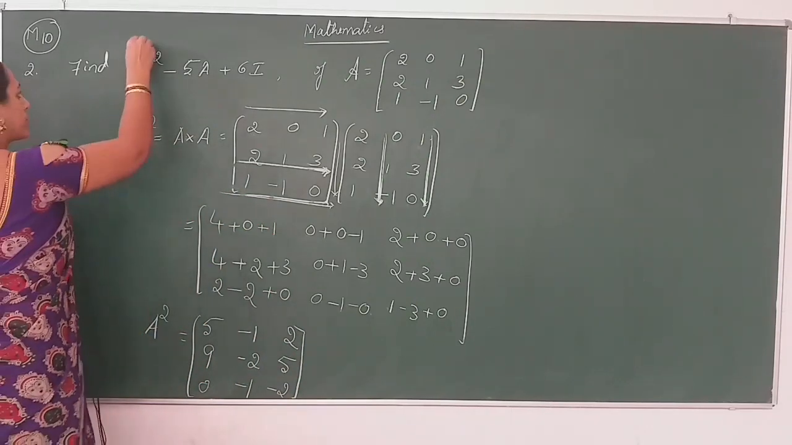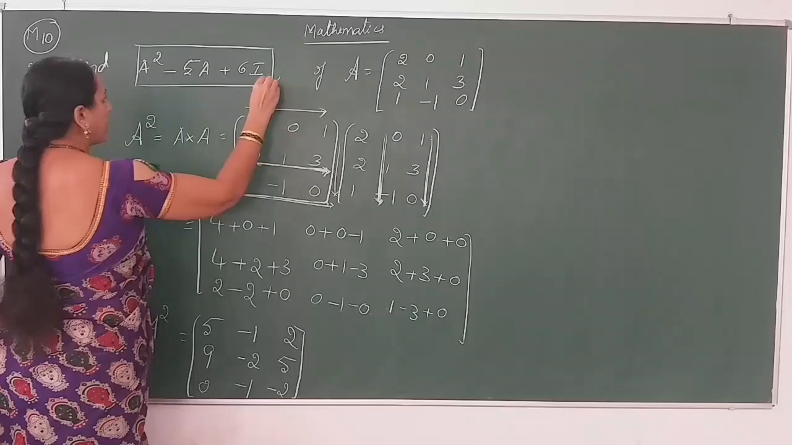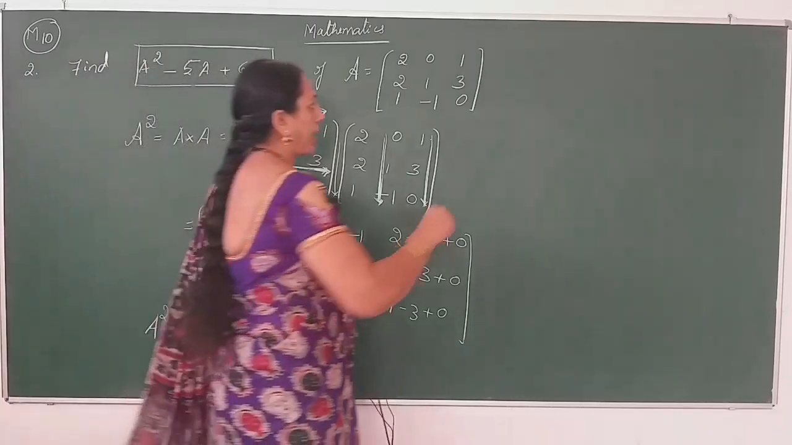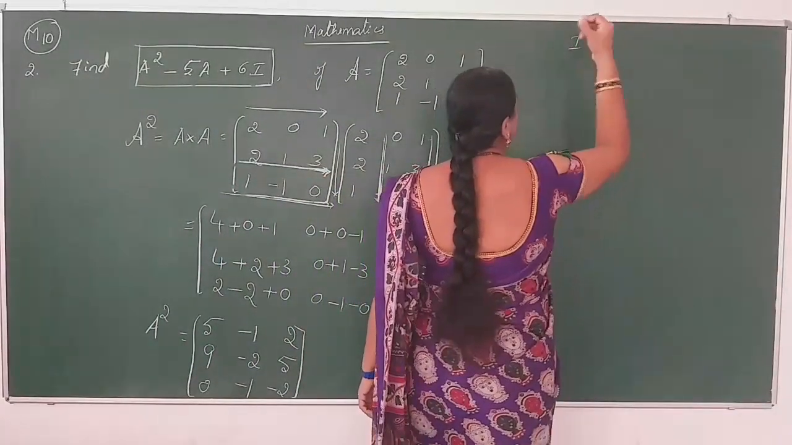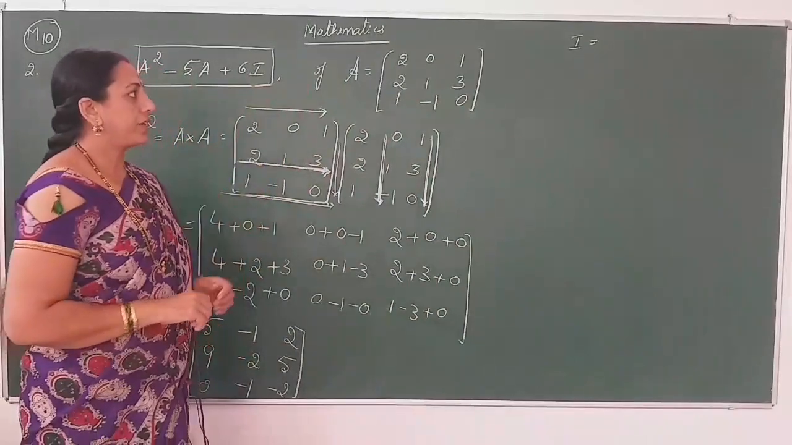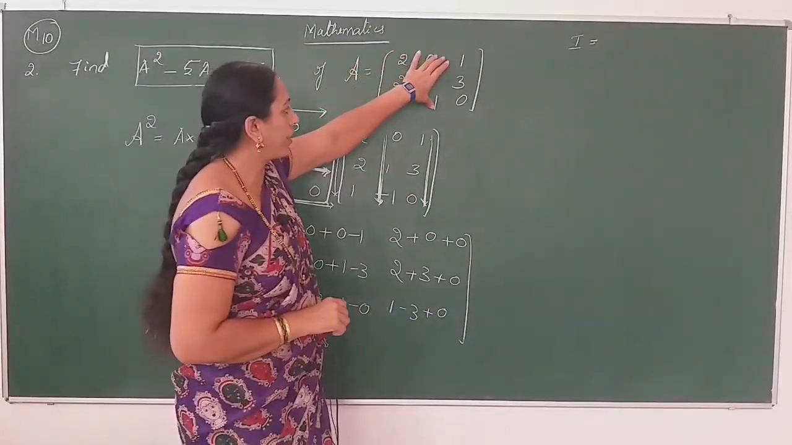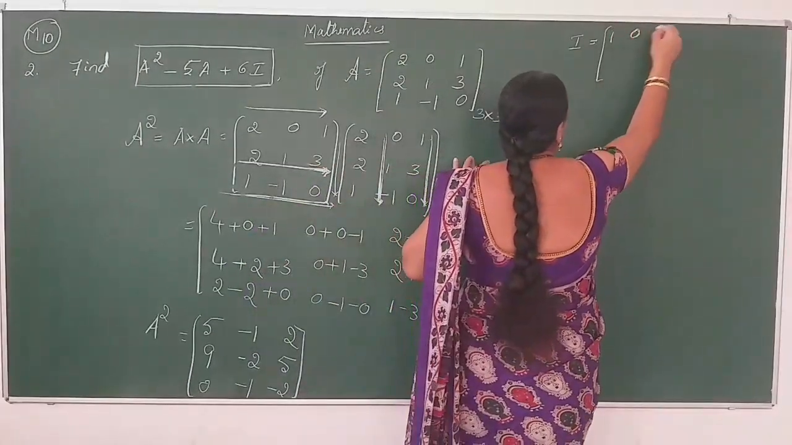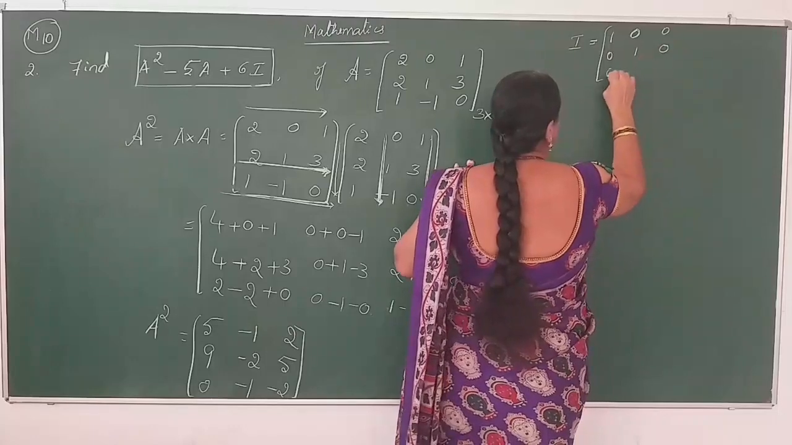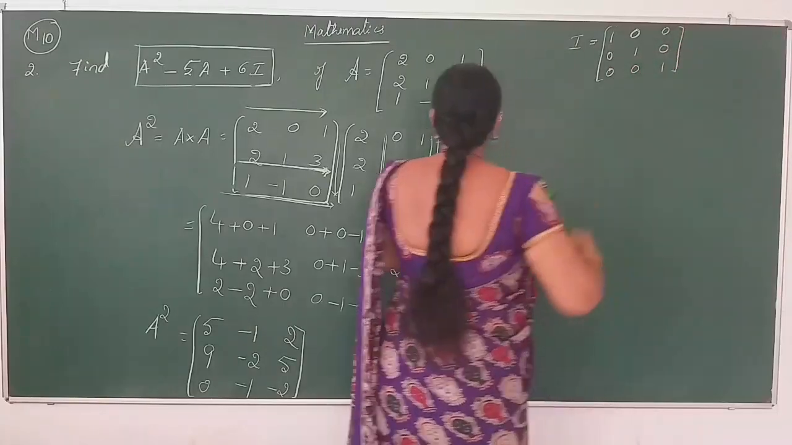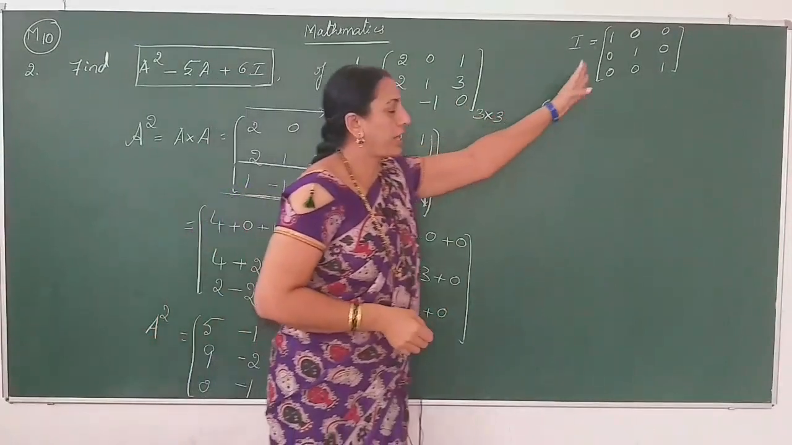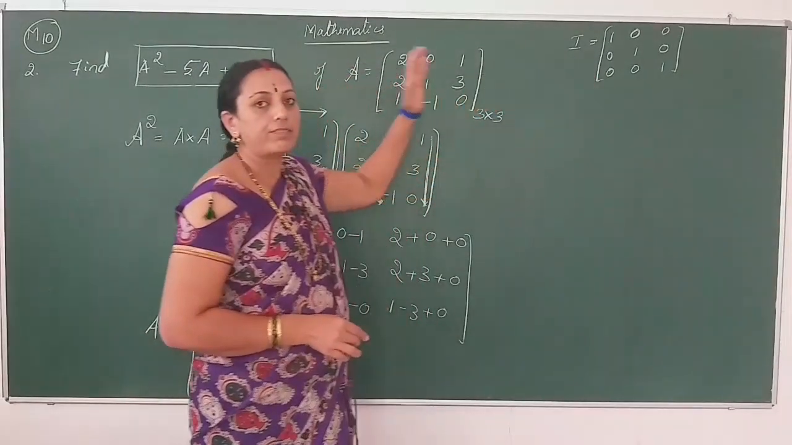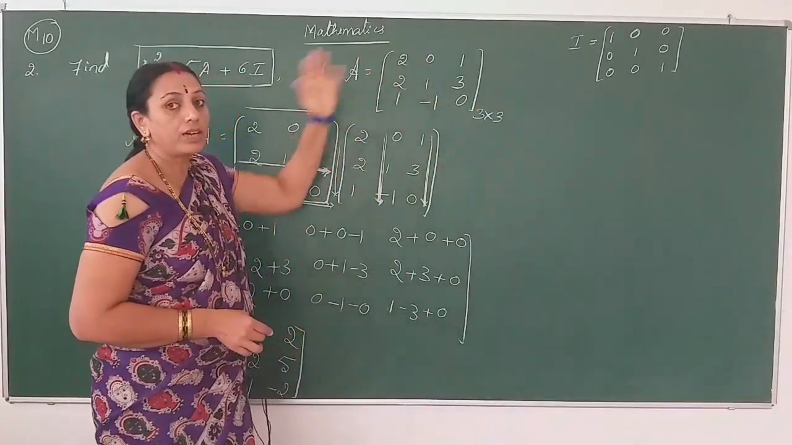Now first we'll observe the equation A square minus 5A plus 6I. What about the I? I is called the identity matrix, but what about its order? A is a matrix of order 3 cross 3, therefore I is also of order 3 cross 3. Suppose A is a matrix of order 2 cross 2, then I is also 2 cross 2. So the order of the identity matrix always depends on the order of the given matrix.